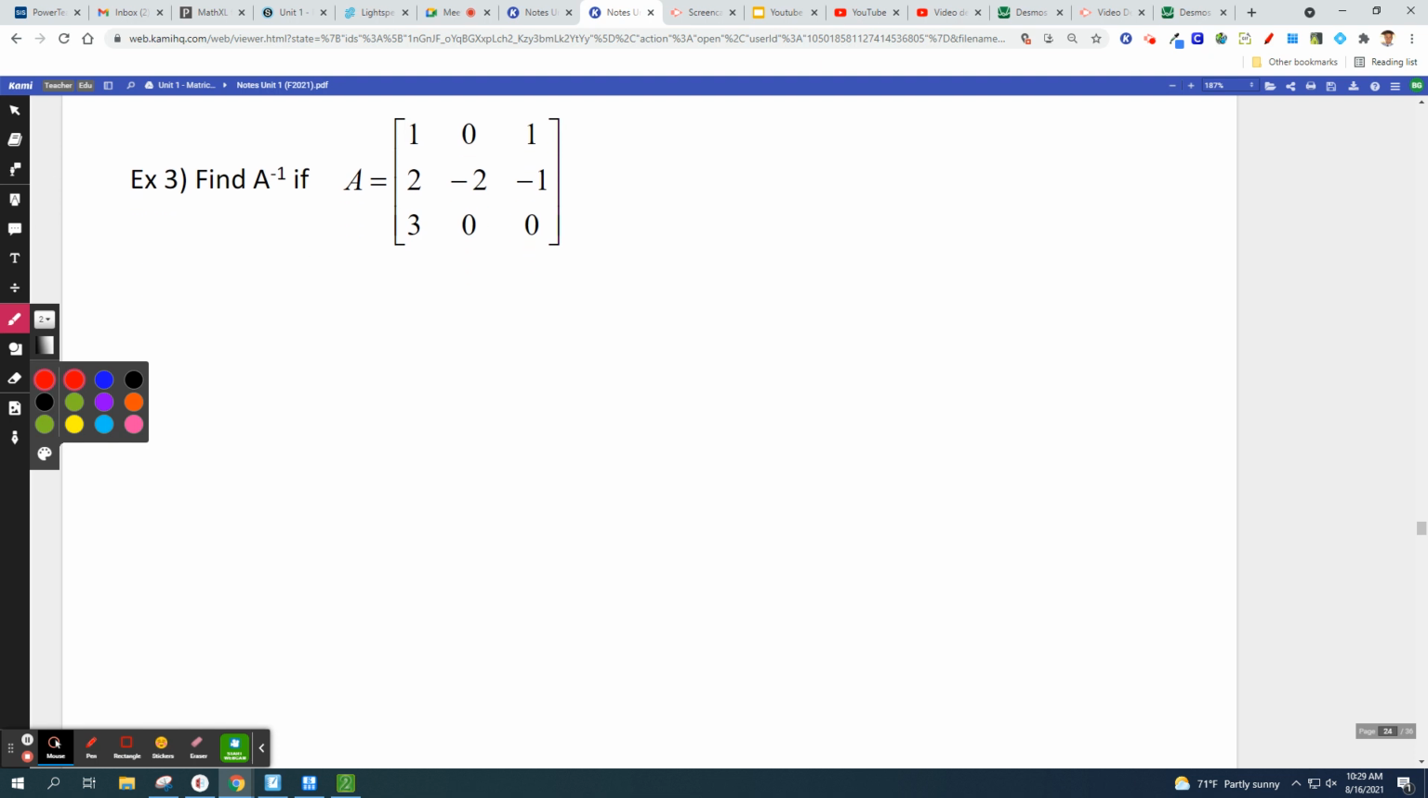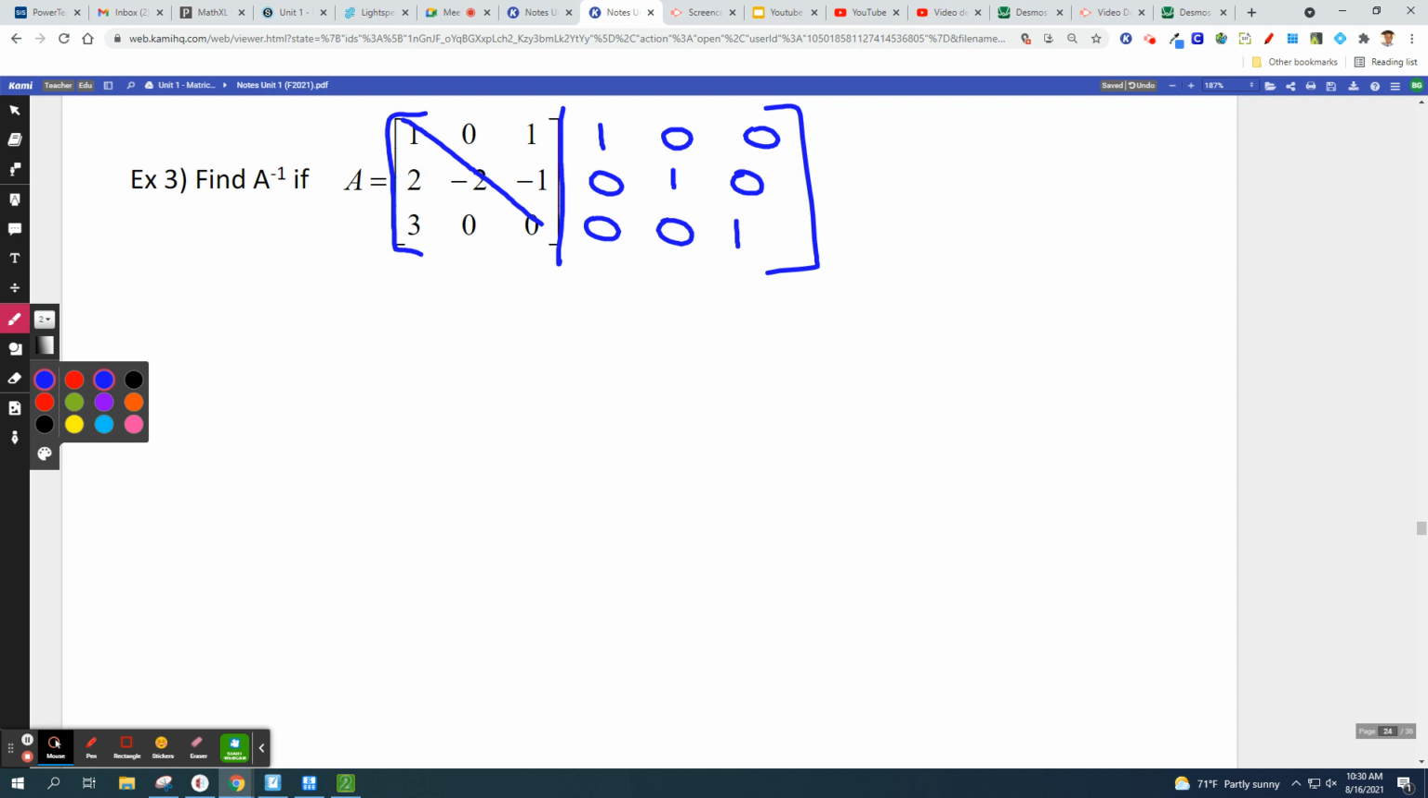Now, number 3. Find the inverse, and it's a much bigger inverse. It's a 3 by 3. Okay, so the steps say to do this. Augment or add to it with the identity. And so if we were going to do this by Gauss-Jordan, we would have to turn this into the identity. We want numbers along that diagonal, specifically ones, and zeros in all the other places.